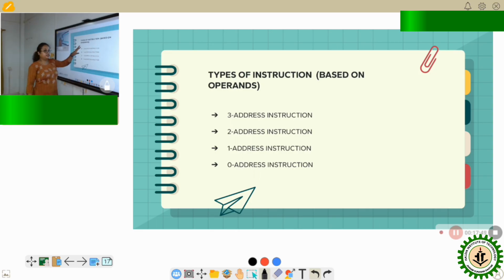Next, this is the main topic: types of instruction based on operands. Operands means, as I have told in the instruction format, the right part is the operand part. So there are 3 address instructions, 2 address instructions, 1 address instructions, and 0 address instructions.